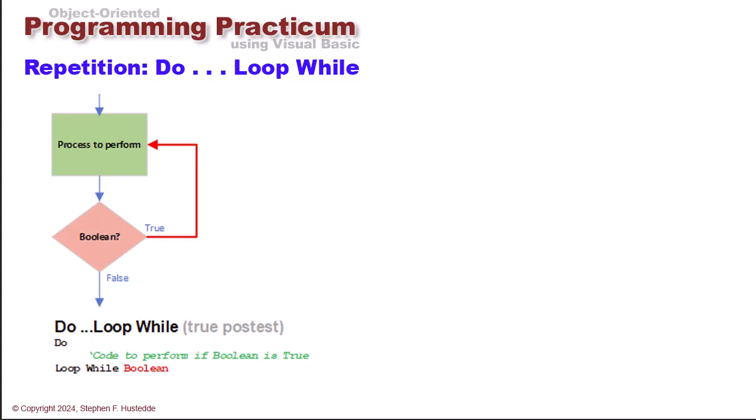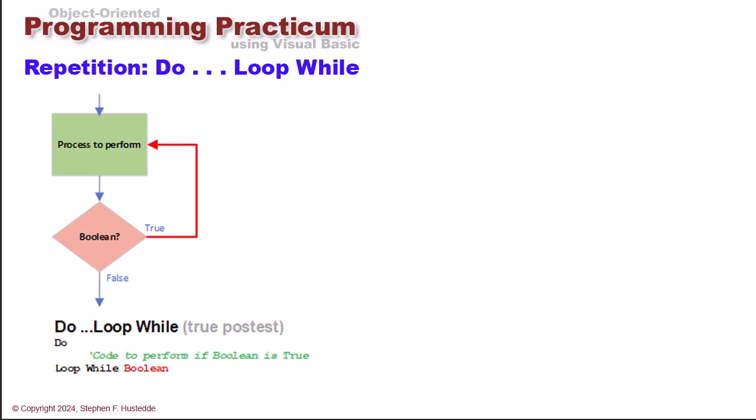A do loop while is another conditional repetition structure, much like the do while, except that it uses a post-test rather than a pre-test. And that means that the code that we're going to perform in the loop will execute at least once. That process happens first, and then we evaluate the Boolean expression at the end of the loop. If that expression is true, we're going to repeat the process. If that Boolean expression is false, we'll exit the loop.